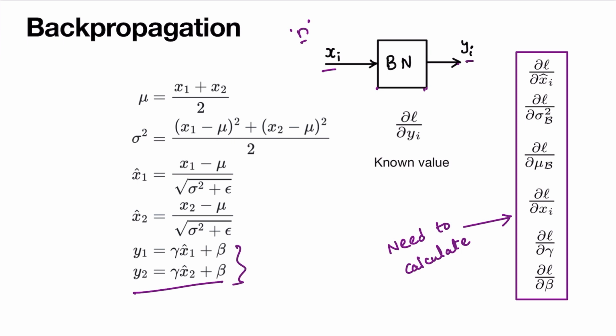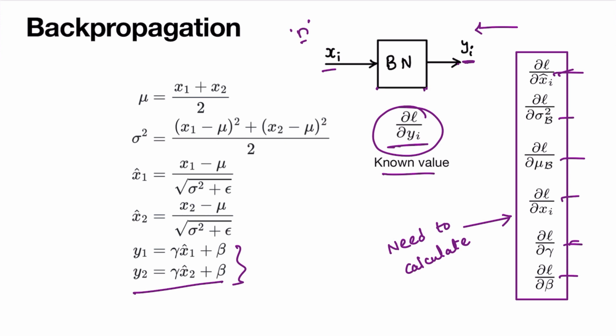Now if I want to calculate the backpropagation, I already know the loss derivative with respect to yi, because while doing the backpropagation I might have reached till this part. This is a known value already, and we need to calculate the derivative of the loss function with respect to these parameters. These are 6 values, with respect to the standardized x, variance, mean, the original xi, gamma and beta. Gamma and beta are learnable parameters. Xi and xi cap are the inputs, and sigma square and mean are also variables. Whatever variable affects the final value of yi, for everything we need to calculate the derivative to get the backpropagation.